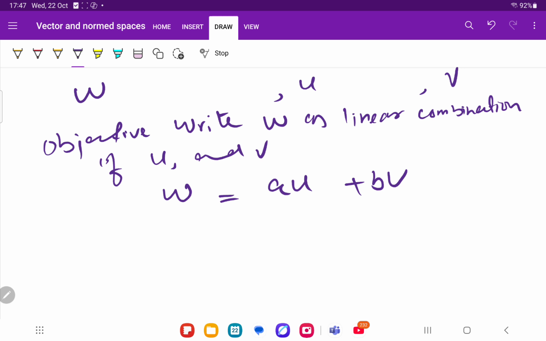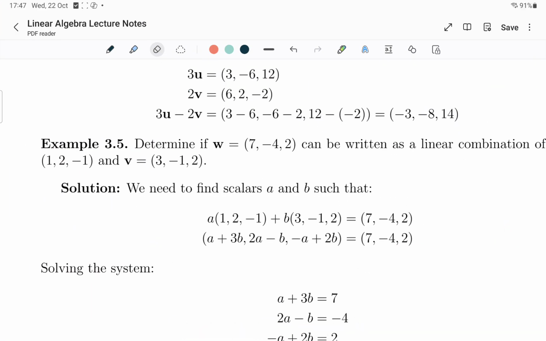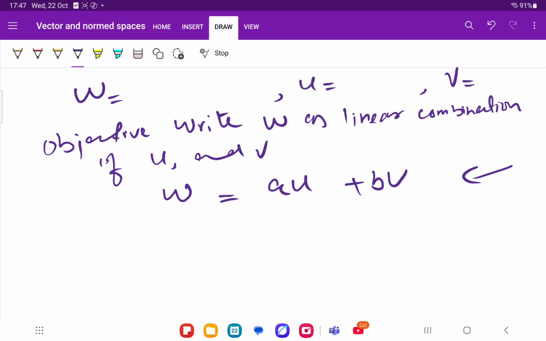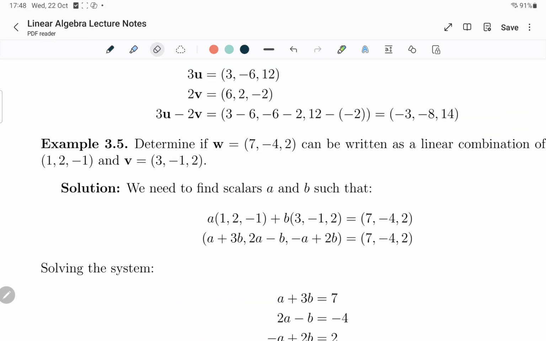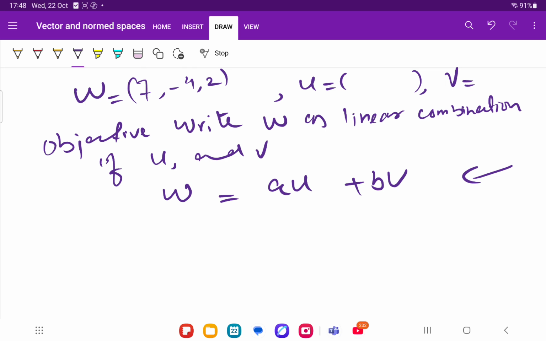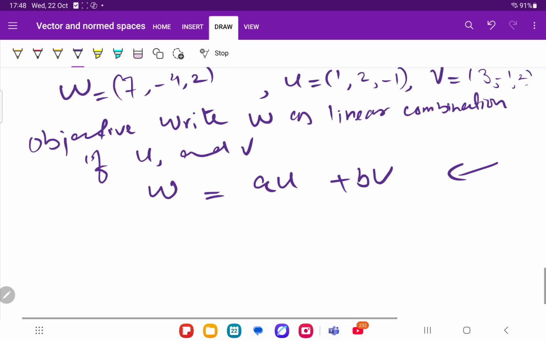Now we'll put the values inside the same equation and then solve. w is 7, minus 4, 2. u is 1, 2, minus 1. v is 3, minus 1, 2. Okay, so we got these numbers.